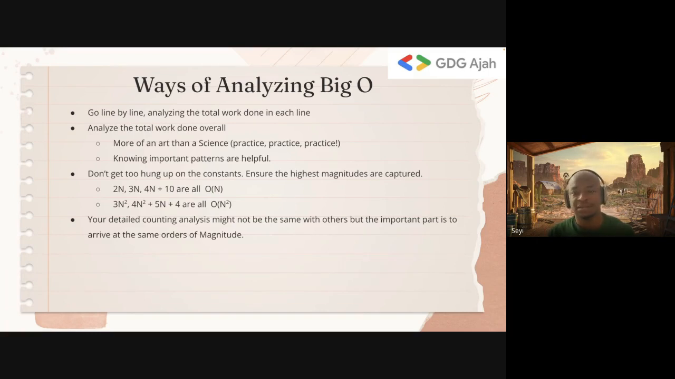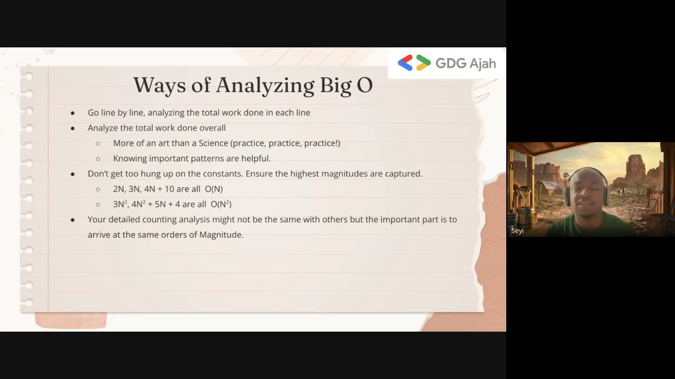So the key thing here is knowing important patterns is helpful. Know the patterns because they come up frequently, and once you master those patterns, you can begin to reapply them. Don't get too hung up on the constants. Ensure the highest magnitudes are captured. Don't get too hung up if you have 2n plus 5 or 2n plus 3. It doesn't matter as long as you have O of n or O of n squared.